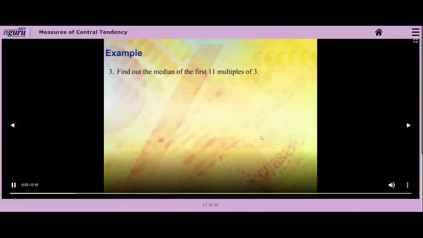Find out the median of the first 11 multiples of 3. So multiples of 3 will start from, which is the first number? 3, ma'am. 3 tens are 30, 3 elevens are 33. So from 3 to 33. So n is 11. 11 plus 1 by 2 is 6. The 6th observation is the median.